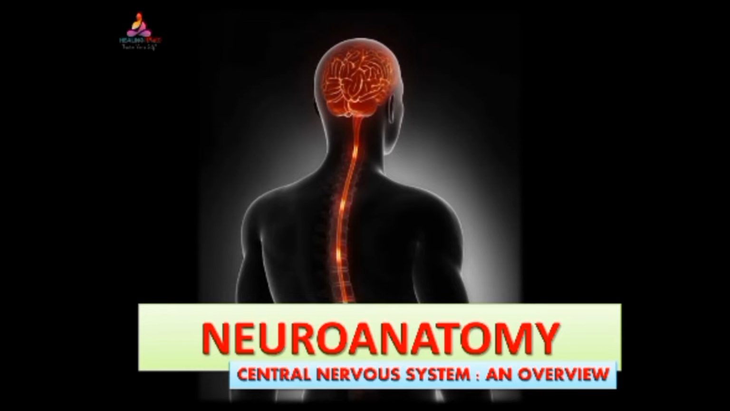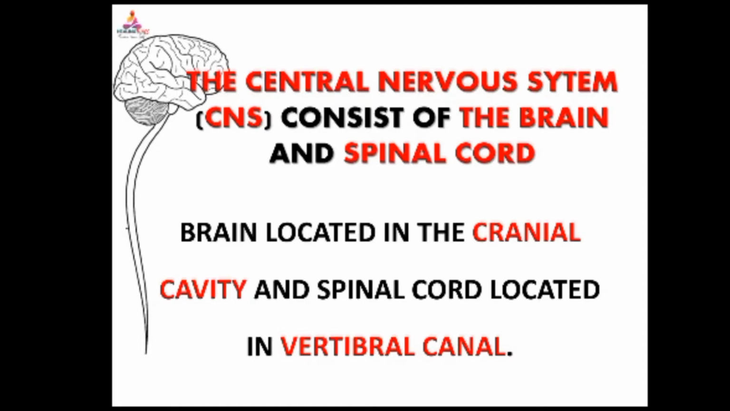Today we are discussing neuroanatomy, the central nervous system. The central nervous system consists of the brain and spinal cord. The brain is located in the cranial cavity and the spinal cord is located in the vertebral canal.